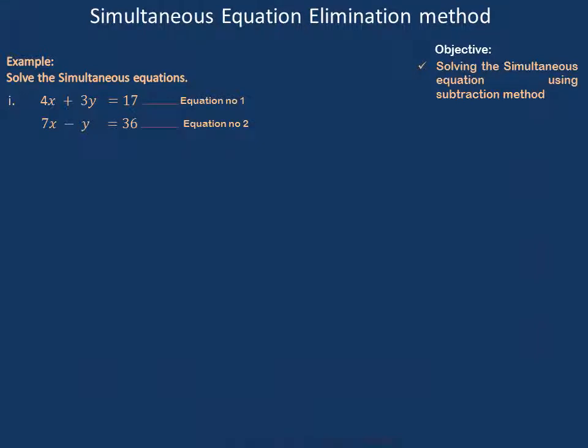Now we need to change these equations. What changes do we need to bring? We need to either eliminate x or y to find the x or y value. So to do that we're going to find which equation we need to change.